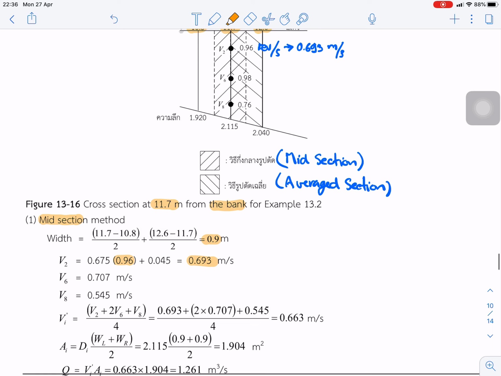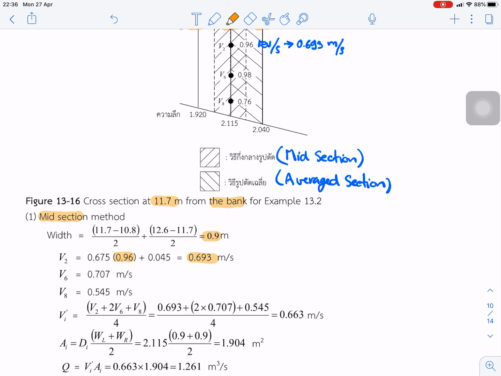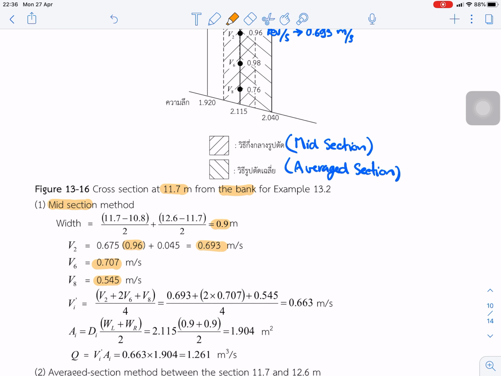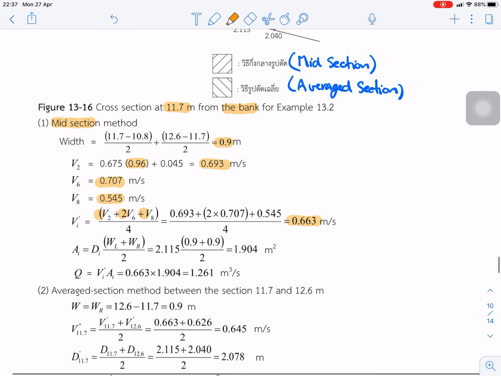This way we got 0.69593 meter per second. We do the same for the other two points, and we can take the average based on the weighting factor. We get an average velocity of 0.663. For the area, we take the average width and multiply by the depth to get 1.9 square meters, and multiplied by the velocity we got 1.261 cubic meters per second.